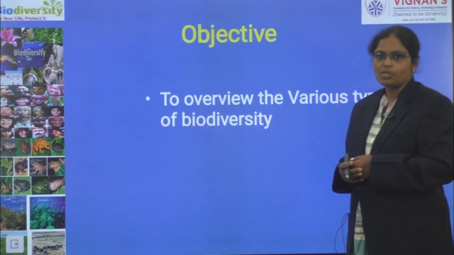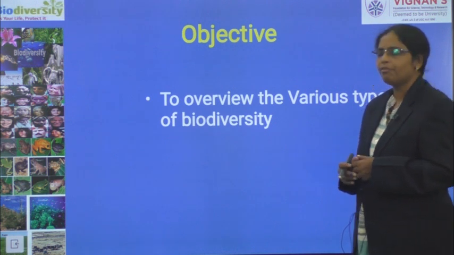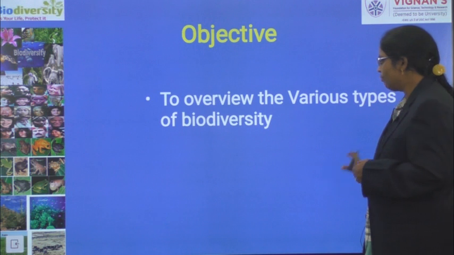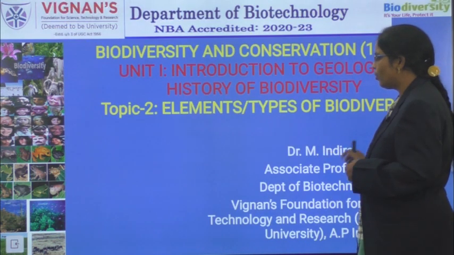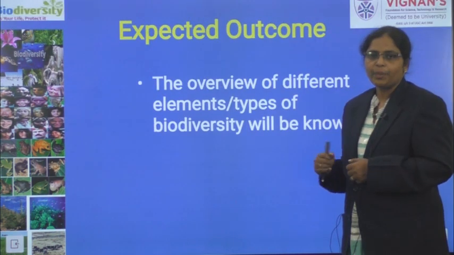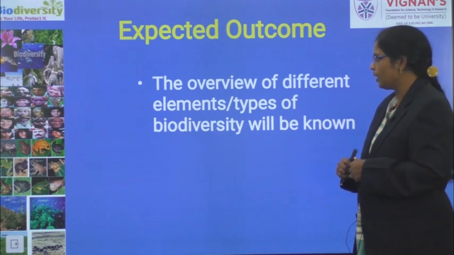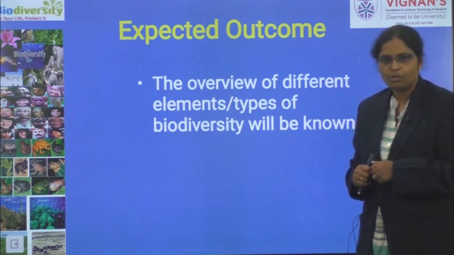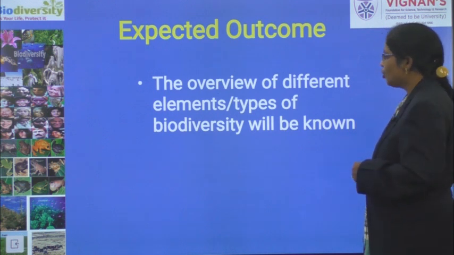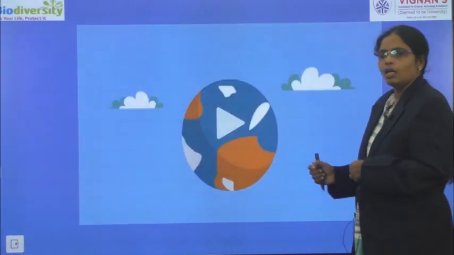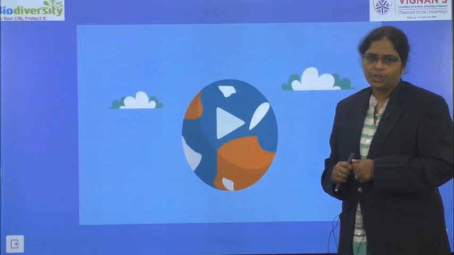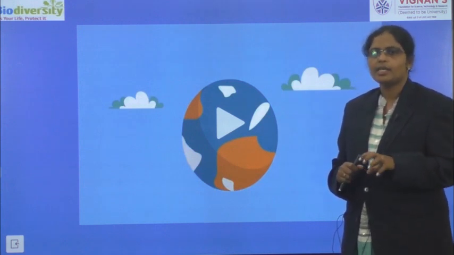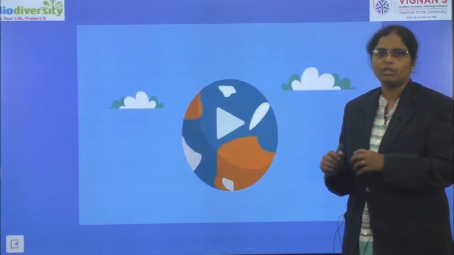The objective of this topic is to overview the various types of biodiversity. After knowing this, the expected outcome from this topic is that the overview of different elements or different types of biodiversity will be known. Before going to the introduction, we will see a video animation which describes various types of biodiversity on the earth.